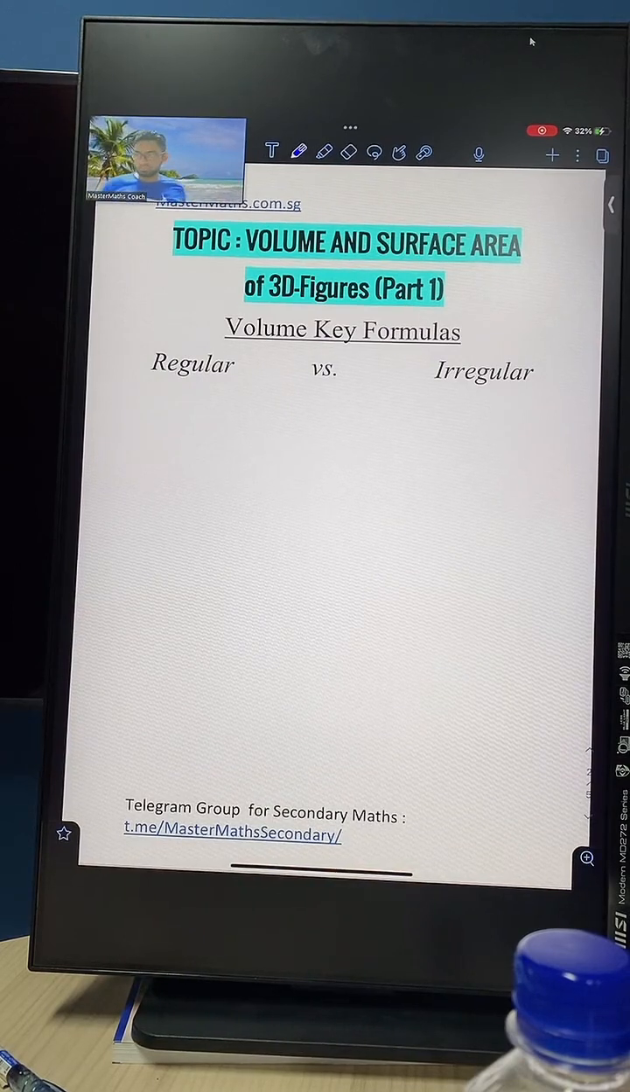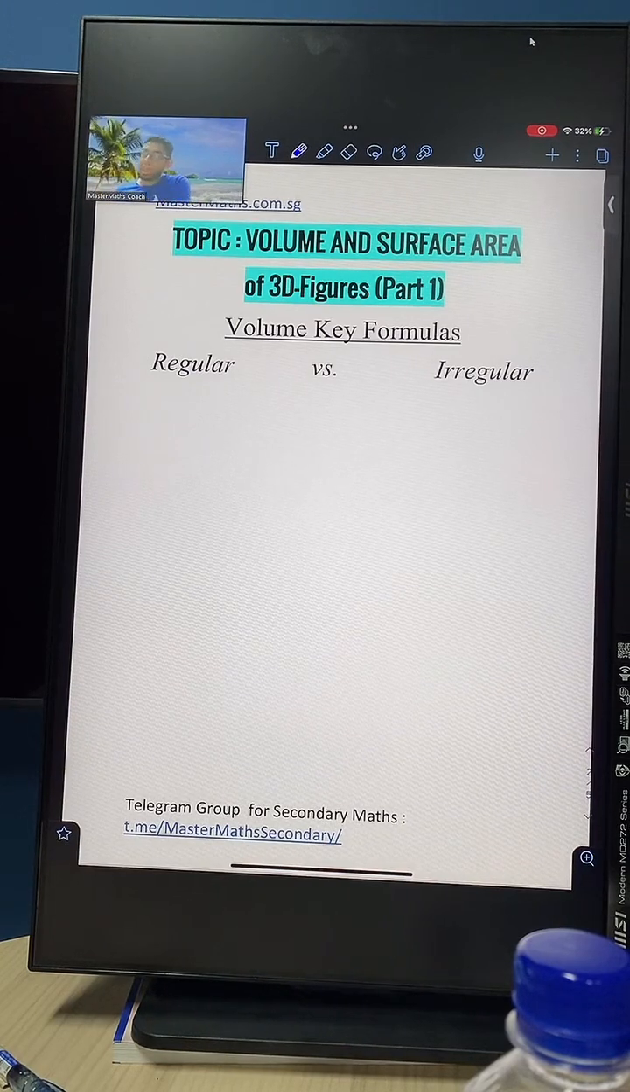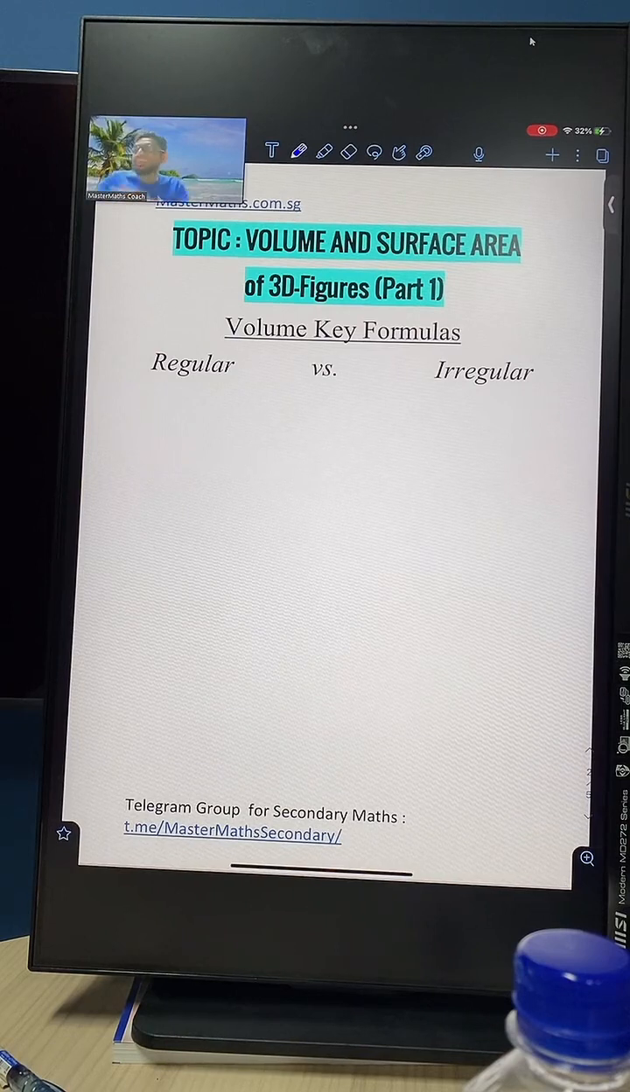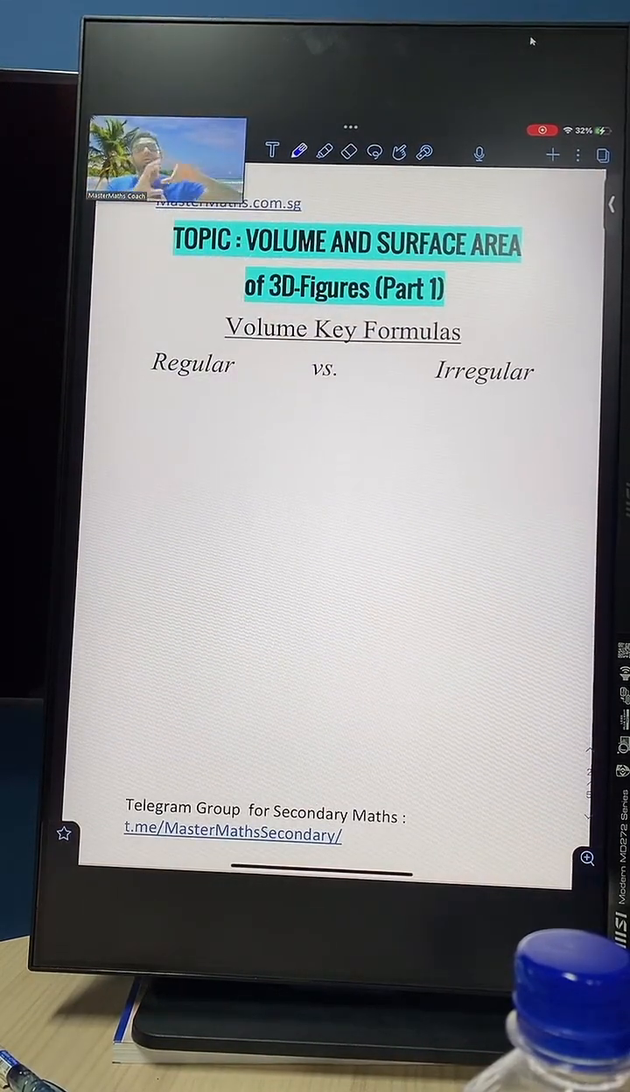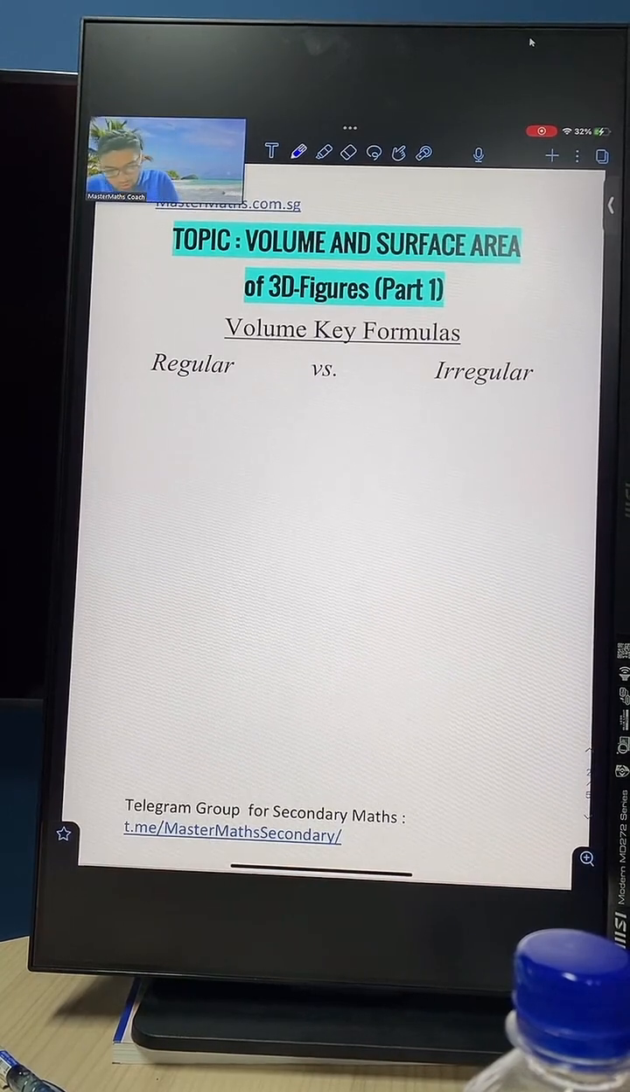Now, friends, let's talk about first the difference between a regular shape and an irregular shape. Now, what in the world is a regular shape? First things first. Okay, a regular shape is sort of like a pipe. The sizing of that shape is the same throughout. Throughout, you see the same sizing. Okay, I'll give you one example. One example of a regular shape is a cube.